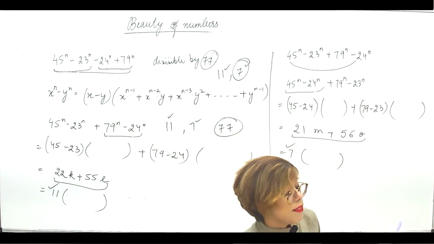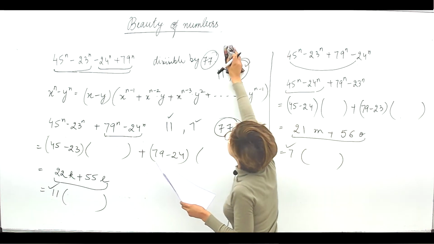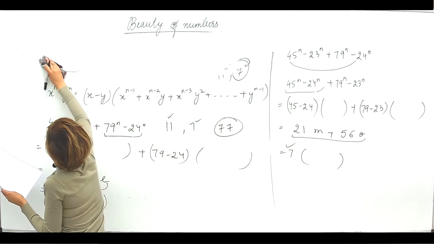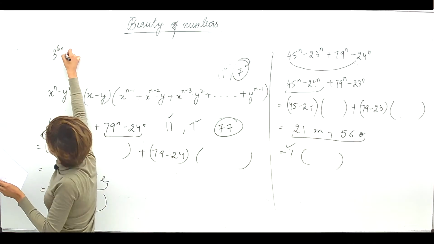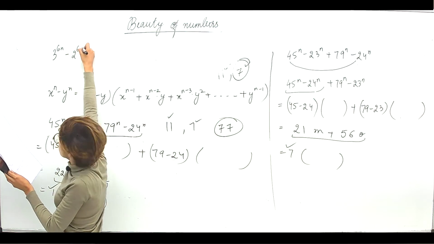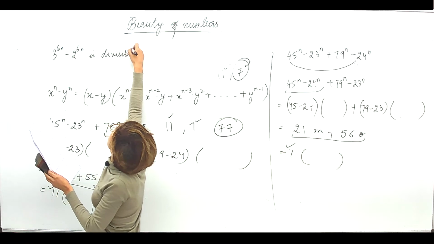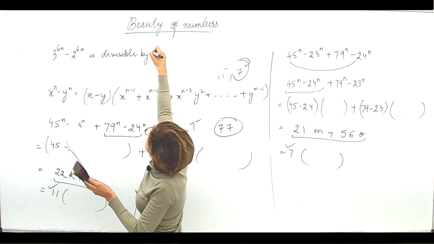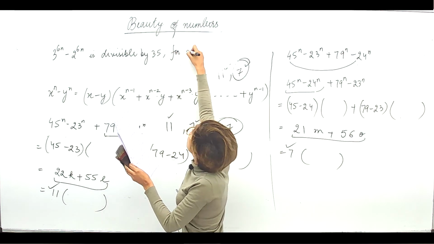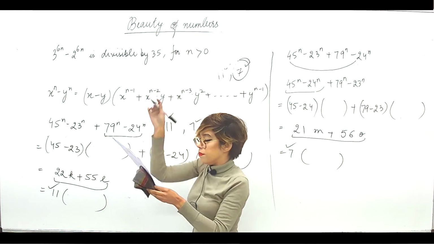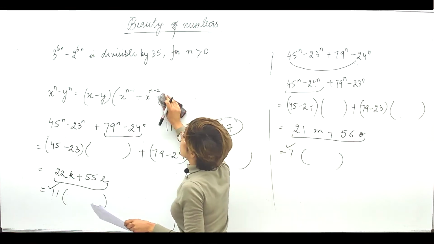Right? Now let's see whether you've understood this or not. Write down the next one. Prove that 3 raised power 6n minus 2 raised power 6n is divisible by 35. Prove that this is divisible by 35 for any integer n greater than 0. So any positive integer basically.